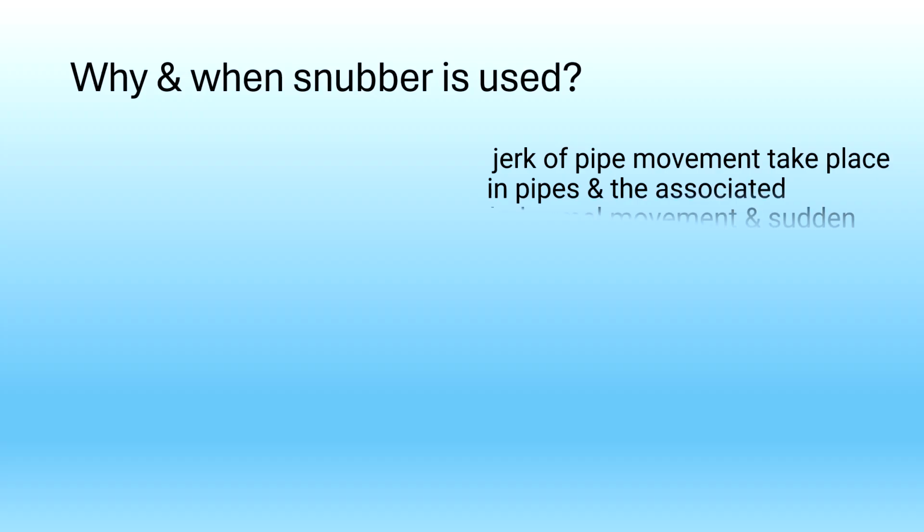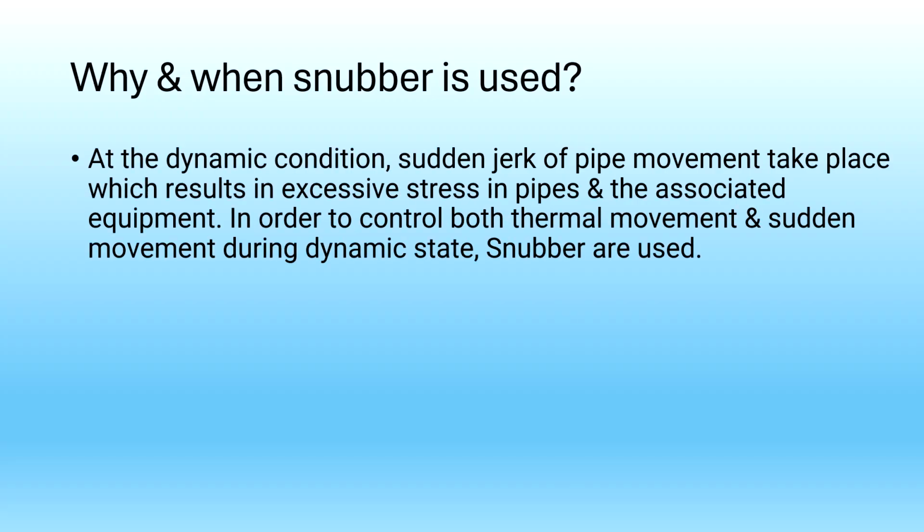Why and when are snubbers used? In the dynamic condition, sudden jerk of pipe movement takes place, which results in excessive stress in the pipes and the associated equipment. In order to control both the thermal movement and the sudden movement during the dynamic state, snubbers are used.